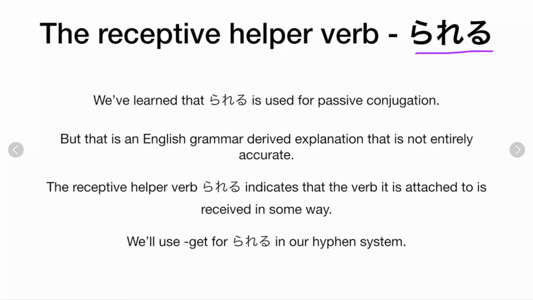Okay, so we talked about last lesson how you have kureru and ageru, which is to give an action to someone, right? And so doing it for someone's sake is to give an action to them, and how you can either have someone give you an action or you can give an action to them. Rareru then is the counterpart, where it is to get an action. So someone does something for you, or does something, and you receive the results of that action. So I'm going to use this hyphen get in the hyphen system when we have rareru as a helper verb.